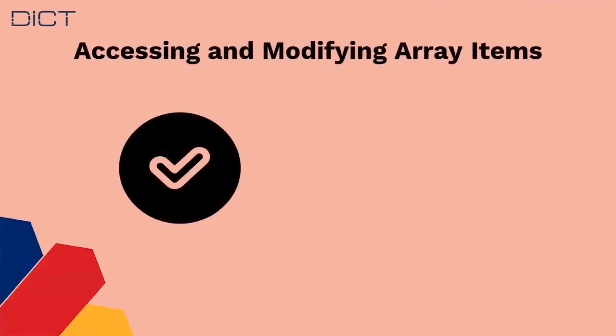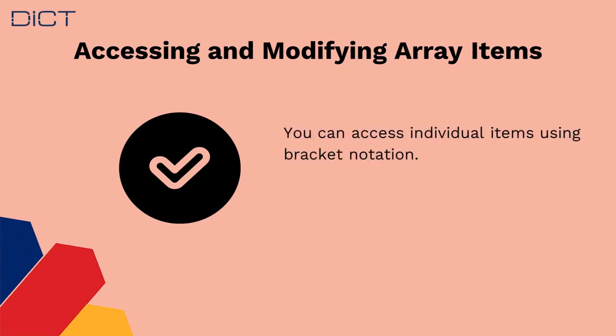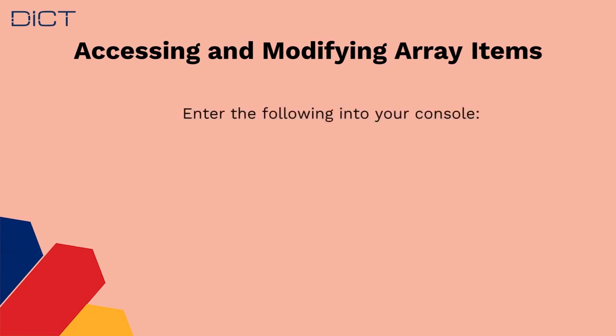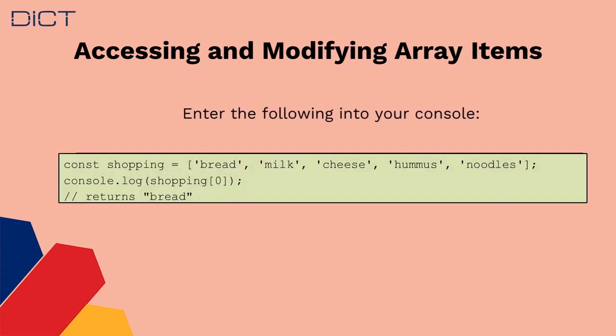Accessing array items. Items in an array are numbered starting from 0. This number is called the item's index. The first item has an index of 0, the second index 1, and so on. You can access individual items in the array using bracket notation and supplying the item's index, in the same way that you access the letters in a string. Say for example, we enter the following code in the console. We have const shopping, then we have the different items.